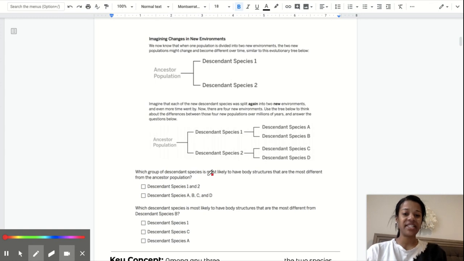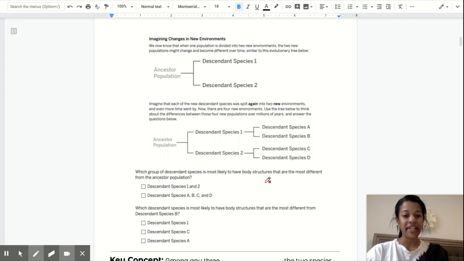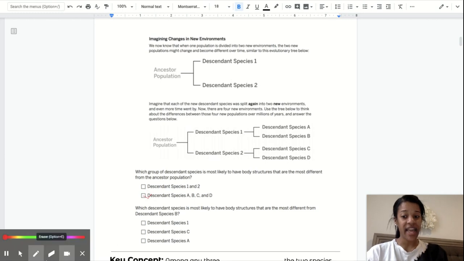Which group of descendant species is most likely to have body structures that are the most different from the ancestor population? So would it be descendant species 1 and 2, or would it be A, B, C, and D? We can look and see that the furthest away would clearly be A, B, C, and D.